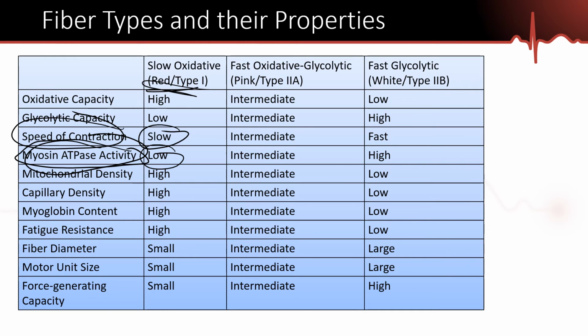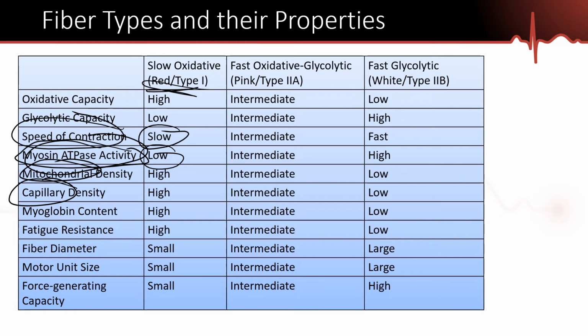Inside of slow twitch muscle fibers, what you'll see is there's tons of mitochondria inside of the slow twitch fibers themselves. There's what's called a lot of capillary density, meaning there's lots of blood vessels that go to slow twitch muscle fibers, which means lots of oxygen can be brought to slow twitch muscle fibers. So lots of oxygen is brought to slow twitch muscle fibers. Inside, there's lots of mitochondria.